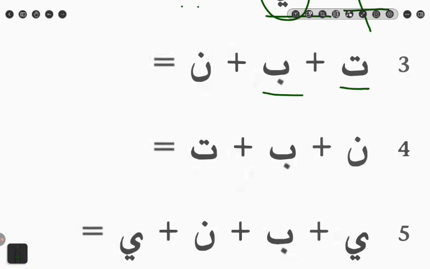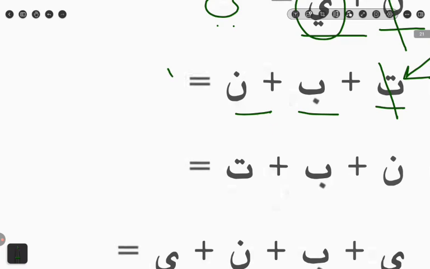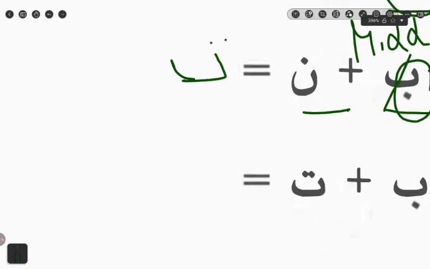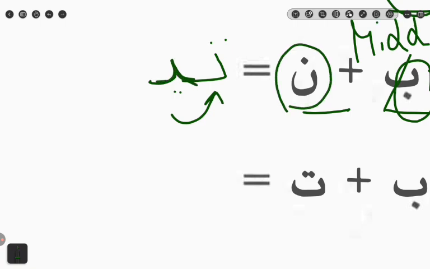Ta plus ba plus noon. Ta is the first one, so we're gonna chop it and take only this part. So we're gonna write it like this, ta. Then ba, it's a middle letter, so we're gonna chop it and take only this part, so it will be written like this, ba, and we're gonna connect it to the previous letter, which is ta. Okay, and then we have noon as the last one, so there is no problem. We're gonna put it in its full usual shape.